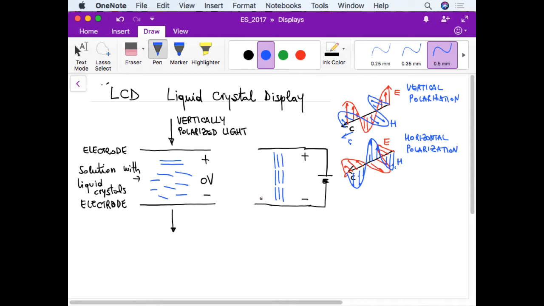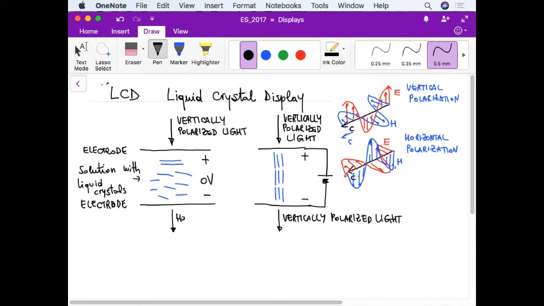You change the orientation of the crystal, and something happens to the light. Vertically polarized light: in this situation, the polarization does not change. So here you have vertically polarized light. In the other situation, the polarization starts to rotate during transport in the solution. The thing is to design the length of the solution so that after this space the polarization is horizontal. So the polarization has rotated by 90 degrees, and here you have horizontally polarized light.